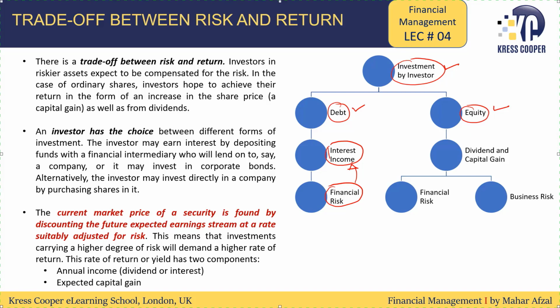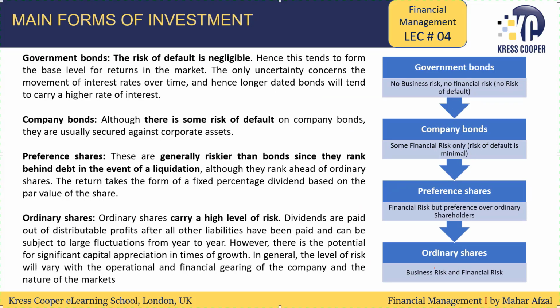At the same time, if the investor is making an investment in equity securities, the investor has financial risk as well as business risk. So here the investor has two risks: financial risk plus business risk. If the investor is making an investment in debt securities, the investor has one risk. We have just discussed: the higher the risk, the higher the return, and the lower the risk, the lower the return. So we can say the return on equity investment will always be greater than the return on debt investment.